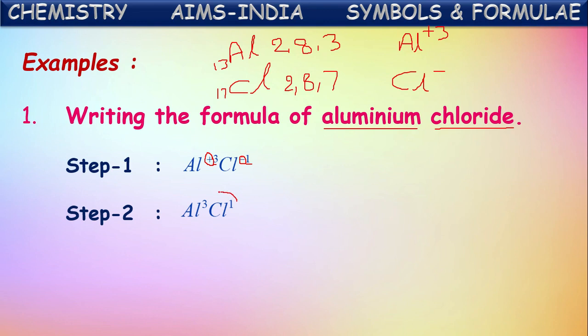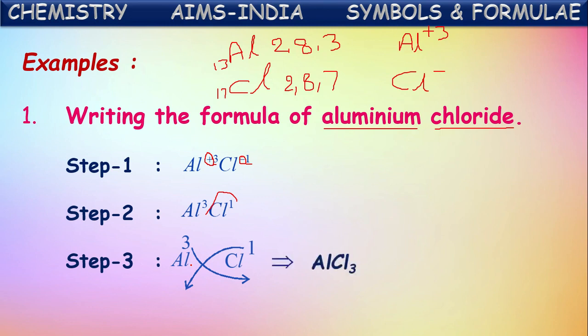After writing like this, and after the elimination of common factor if any, in the third step we have to crisscross these numbers. This 3 is written at the right bottom of Cl and this 1 is written at the right bottom of the aluminum symbol. If it is 1 for an ion, there is no need to mention it in the formula. So actually we get Al1Cl3. But if it is 1, no need to mention. Now the formula of this compound will be AlCl3. The chemical formula for aluminum chloride is AlCl3.